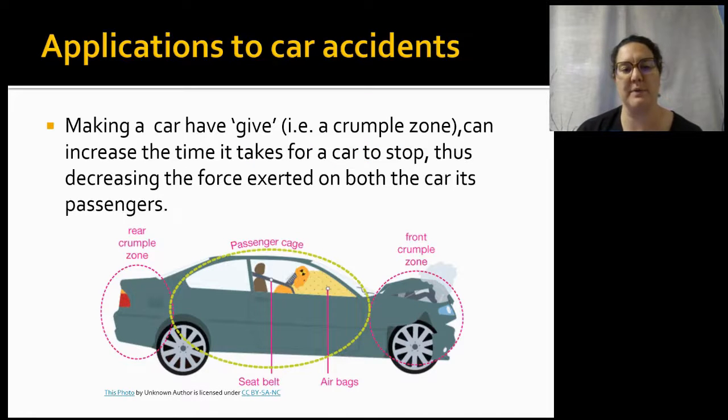So again, talking about crumple zones, making a car have give or crumple zones can increase the time it takes for the car to stop, and this decreases the force exerted on both the car and its passengers. It makes your car more damaged in a collision, but it keeps the passengers inside the vehicle more safe.